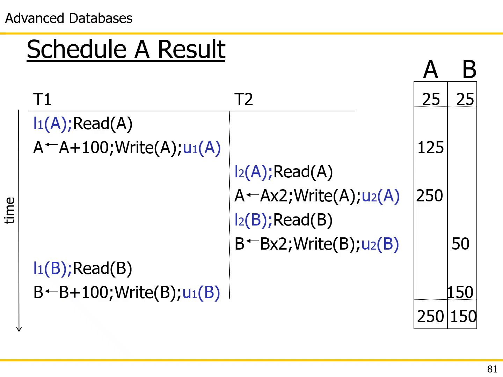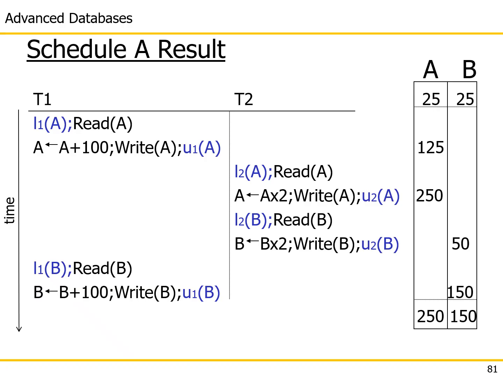What we are seeing here is an inconsistent state of 250 and 150. The reason why this happened is that if you look at T1, when it starts running, it updated A by adding 100, but then the adding of the 100 to B was postponed until after T2 ran. So when T2 was running after the context switch, it was multiplying by 2 the 125 in A's case, because we had added 100 to A successfully, but we didn't have a chance to add the 100 to B, because we were running T2 all from beginning to end.